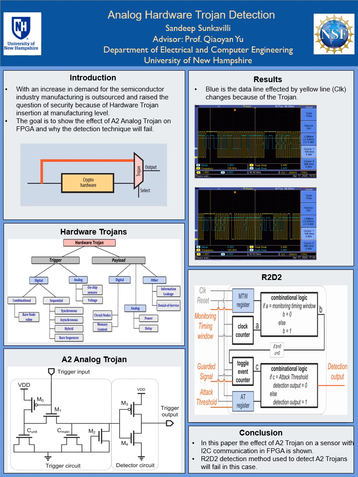So, in my poster, as you can see in the introduction, I have briefly talked about my problem and goal. The problem is that with increasing demand for the semiconductor industry, the manufacturing of semiconductor devices is outsourced, and this raises security concerns because of hardware Trojan insertion at the manufacturing level. So the goal of my work is to show the effect of an A2 analog Trojan on an FPGA board and why the present detection techniques will fail.